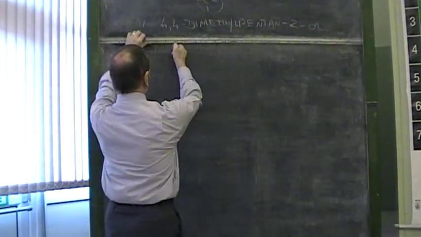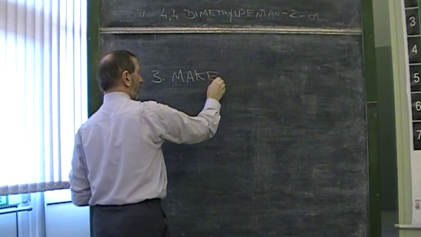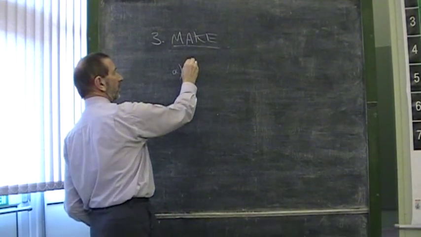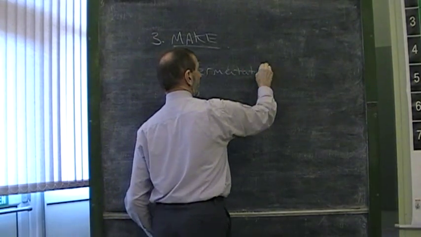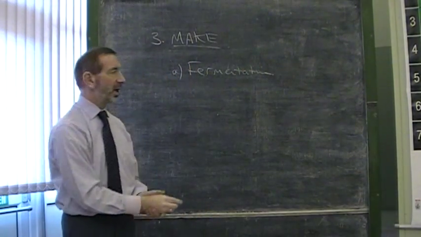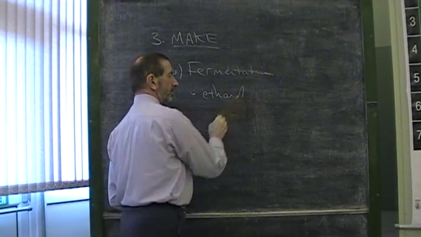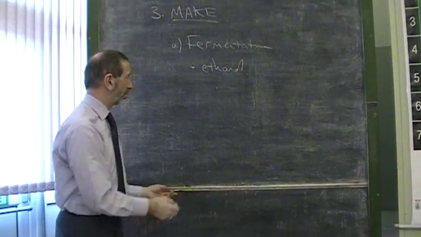Another aspect of alcohol chemistry which you need to know is how to make alcohol. The traditional method would be fermentation. However, there are problems associated with fermentation. First of all, it only gives ethanol. So we're kind of limited there. There are many more alcohols out there than ethanol.